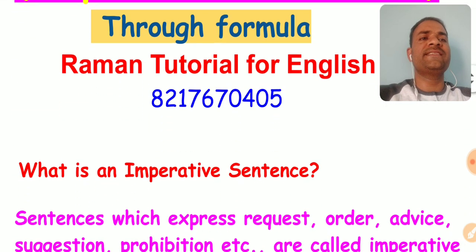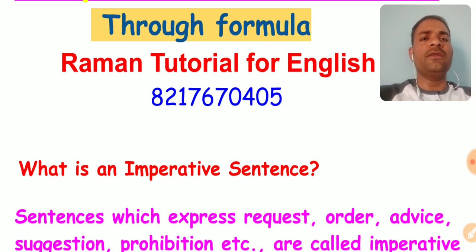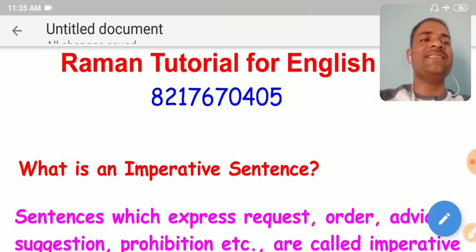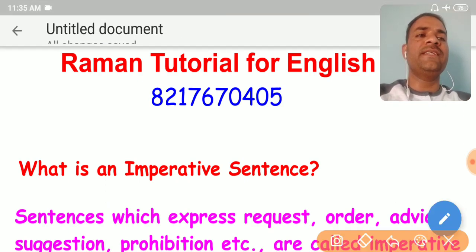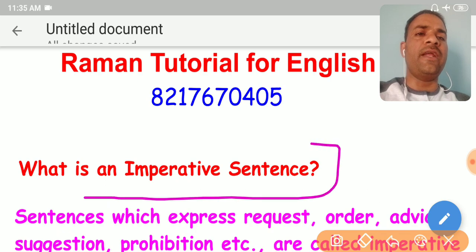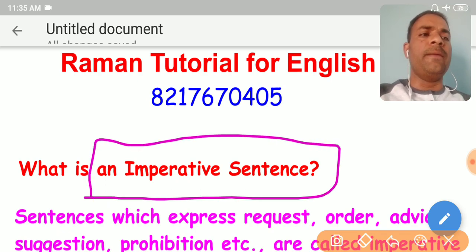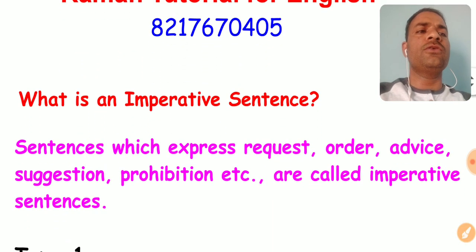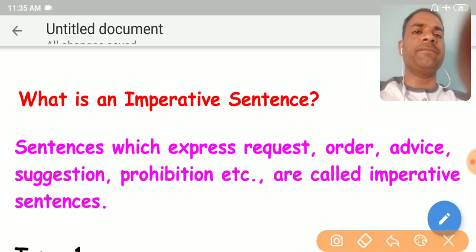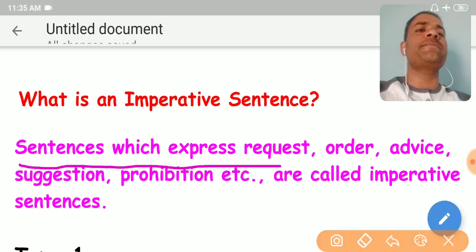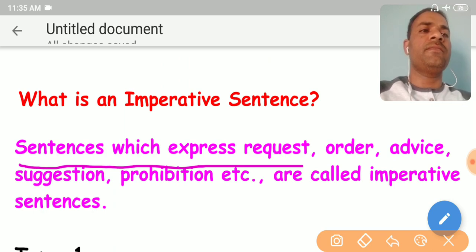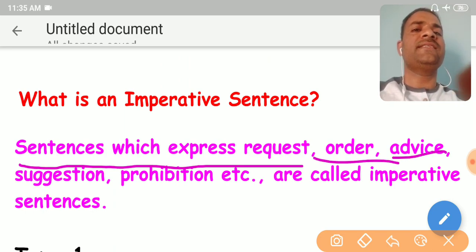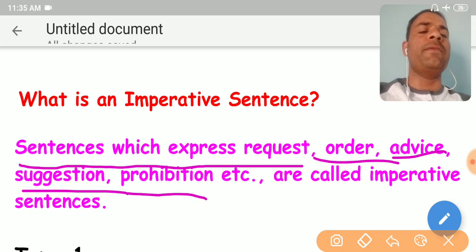My dear friends, before we learn how to convert an imperative active sentence into passive, first of all, let us understand what an imperative sentence is. So let us go through the definition. Sentences which express request, order, advice, suggestions, prohibitions, etc.